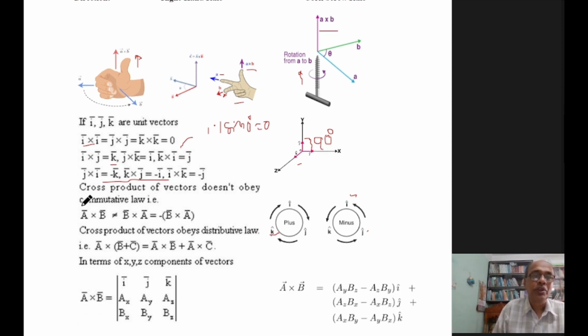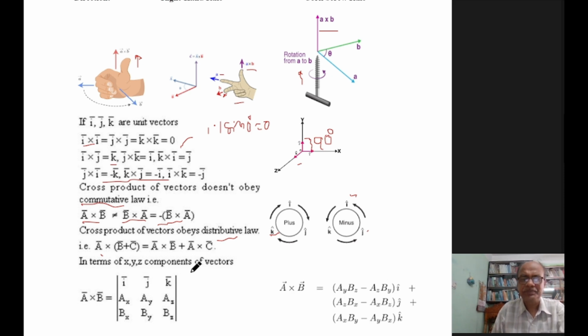Now some rules. Cross product does not obey the commutative law, because A cross B is not equal to B cross A. It is the direction: A cross B equals minus of B cross A. So it does not follow the commutative law, but it follows the distributive law: A cross (B plus C) equals A cross B plus A cross C.